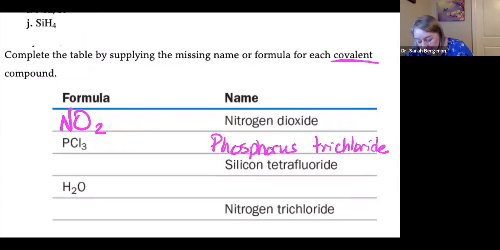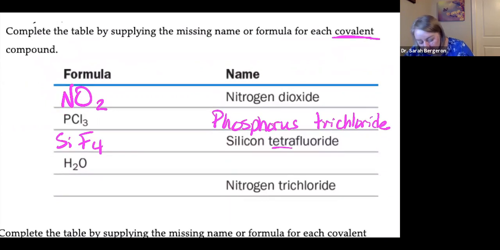Okay, the next one, silicon tetrafluoride. Silicon tells us there's only one silicon, there's no prefix on that. Fluorine is F, and then we have four of them because it's tetra, so the tetra tells us four. H2O, we did this one, dinitrogen monoxide, right? And that's water. Nitrogen trichloride. Nitrogen, there's only one. And then chlorine, and we have three.